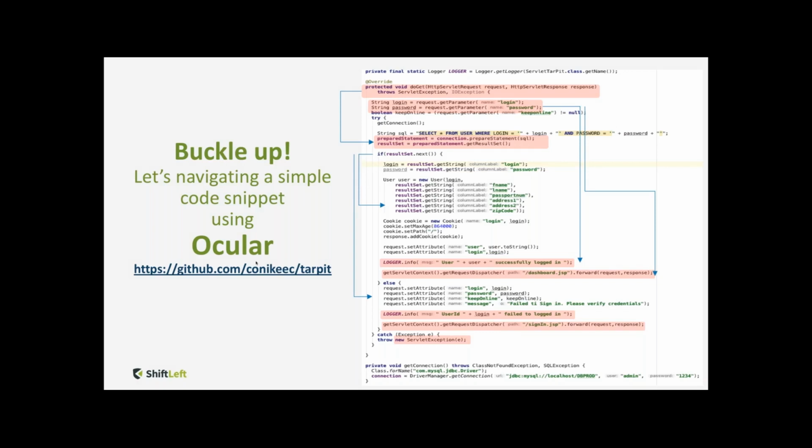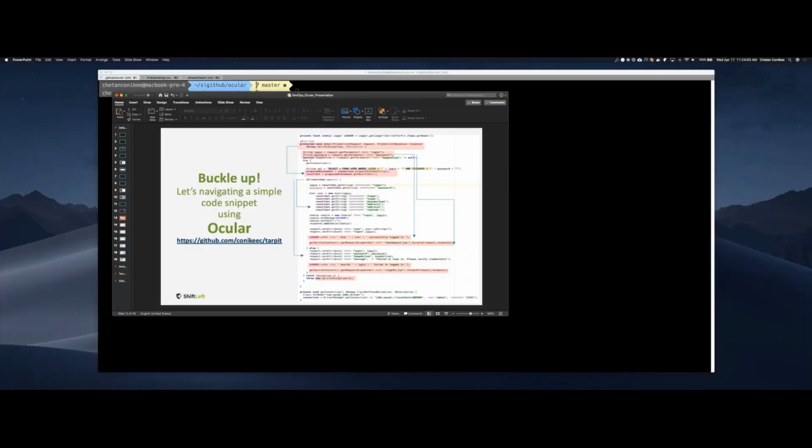To guide our next few use cases using Ocular, I'm going to use a project that is open source. It's available at github.com/conneqc.tarpit. This project is fraught with vulnerabilities and business logic flaws and is available for anyone to navigate once you get started with the trial of Ocular. What I will do quickly is shift into my console to guide the next few steps.